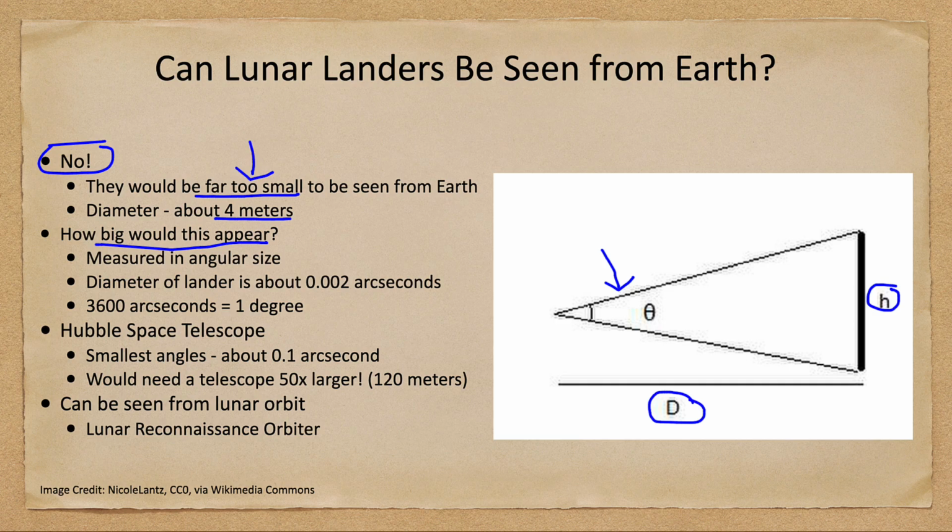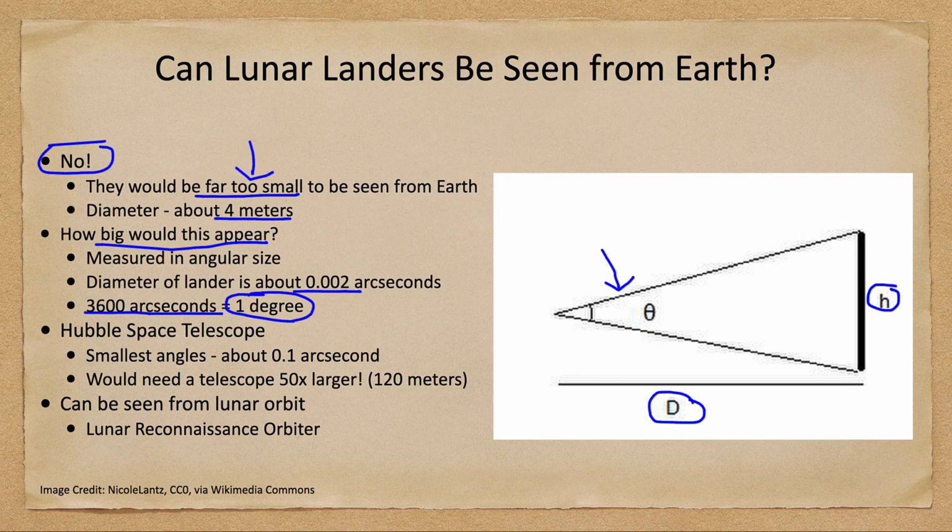Well, if we do this calculation for the lunar lander on the moon, we find out that it has a diameter of about 0.002 arc seconds, 2/1000ths of an arc second. Now, for clarification, 3,600 arc seconds make 1 degree, and our moon itself, the entire moon, is about half a degree in size. So this is an incredibly tiny fraction of the moon that we're trying to be able to see.